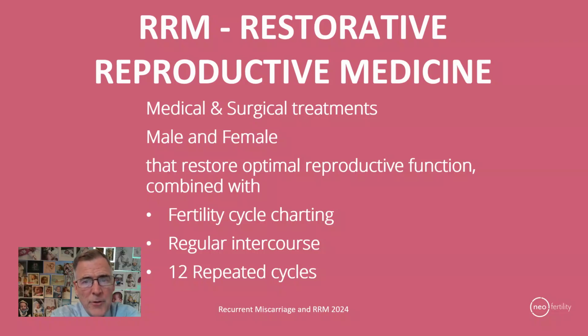So restorative reproductive medicine, I've come up with a very succinct definition. It's medical or surgical treatment applied to male and female as needed to restore optimal reproductive function. We combine it with fertility cycle charting. If you don't have a fertility chart, it's not authentic restorative reproductive medicine. And then we rely upon regular intercourse during the fertile time, and we persist for up to 12 cycles because it's normal to take a year to get pregnant, or a month, or anywhere in between.